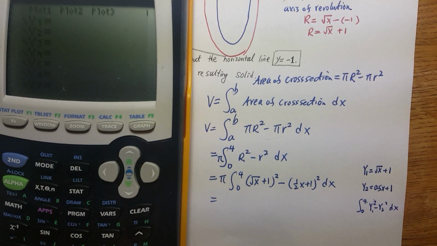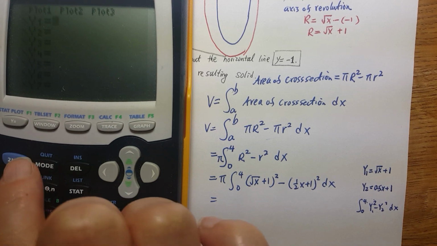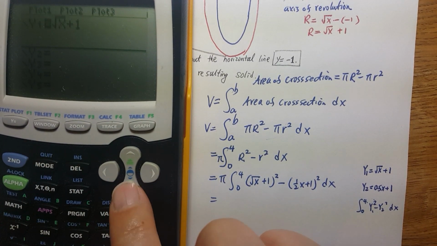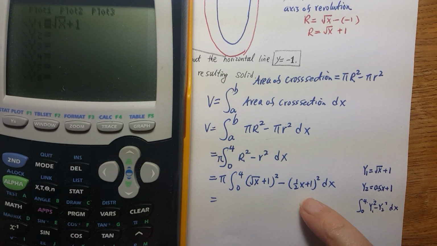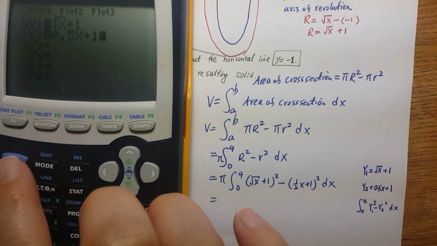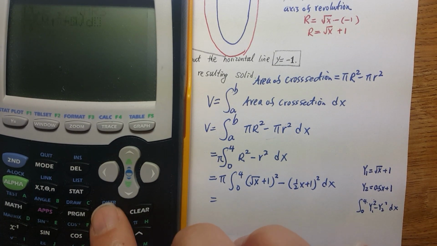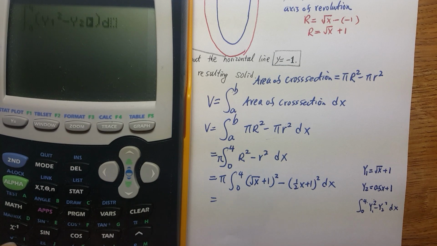So now my y1 will be square root of x plus 1. And my y2 will be the small r, 0.5x. You can type in the half x. Okay, so now I'm going to go back. So I'm going to do math 9, 0 to 4. Then I'm going to do y1 squared minus y2 squared dx.